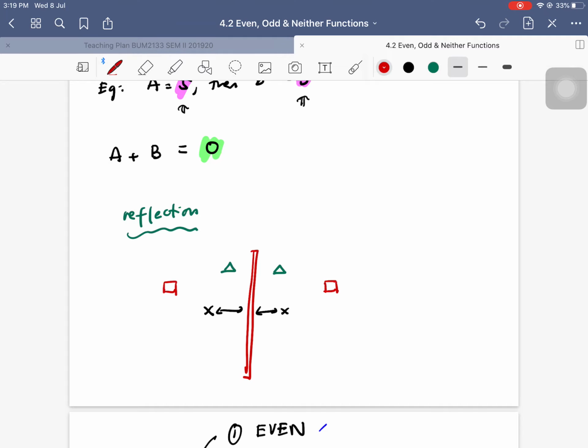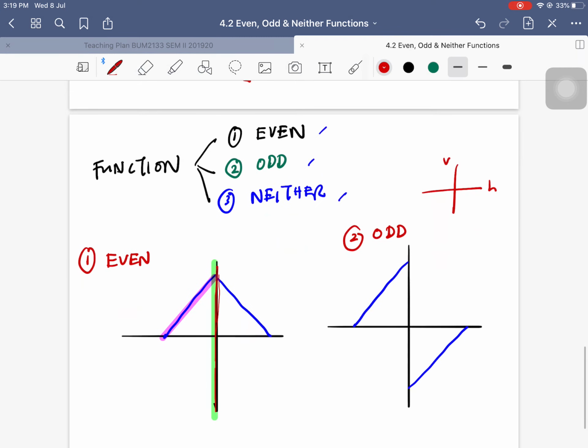So this is going to be the idea of what we're doing here as well. If I were to reflect this line right here, let's say this is my first line, and I reflect it on the vertical axis, it becomes the other line. This is called an even function, all right?